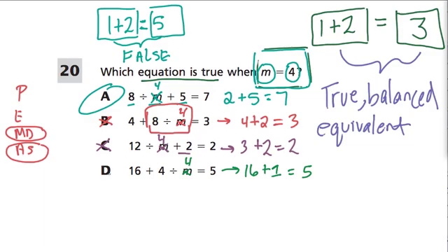That's a false statement. And again, if you didn't follow the order of operations, you would get 16 plus 4 is 20, and then you would say 20 divided by 4 is 5. But again, order of operations tells us to divide before we add. So that would be incorrect.